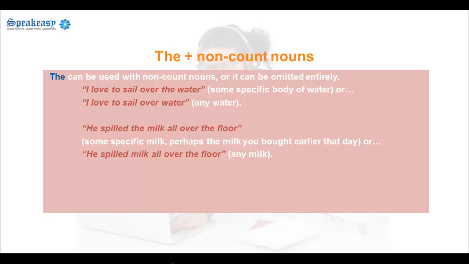Notice that with non-count nouns, there is no use for a or an. A or an can be used only with count nouns. I need a bottle of water. I need a new glass of milk.